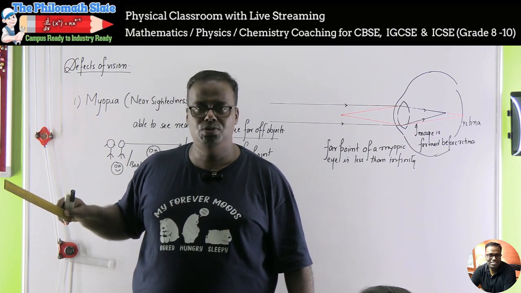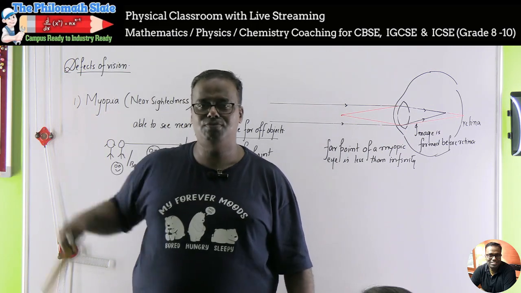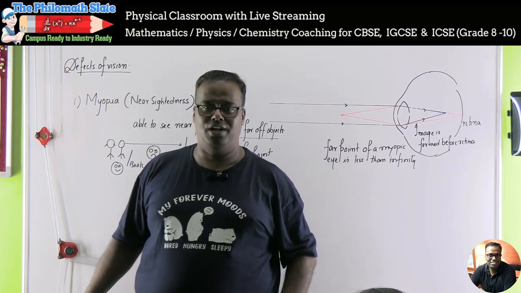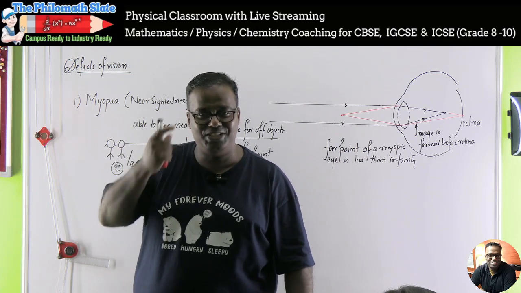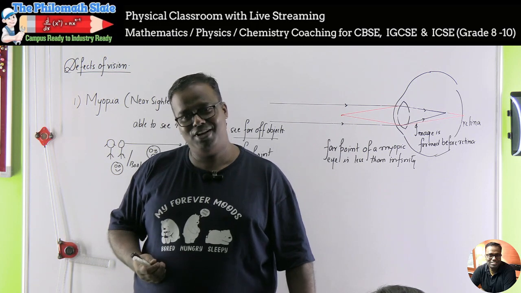So now what do we do? We can't rely on this far point. This is defective. So where do we rely? On your food processor. That is your near point. Is it understood?